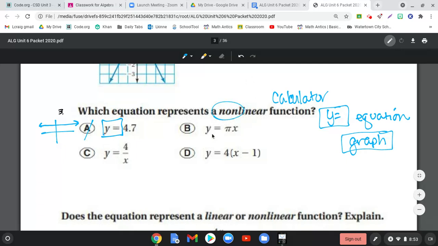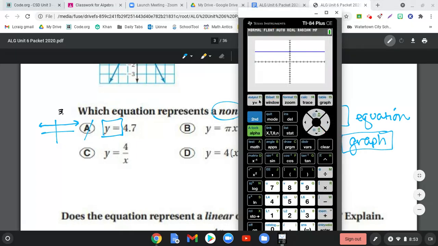All right, what about this next one? Y equals pi x. Y equals pi. There's actually a button right here, right below clear. You'll see the pi is blue. So to get to it, we're going to do our shift, so second pi and then x. Take a look at the graph. That's a straight line.